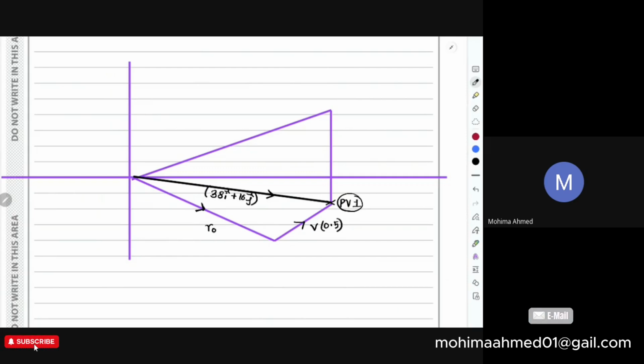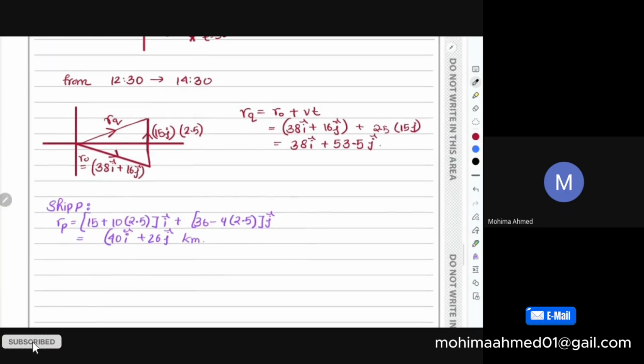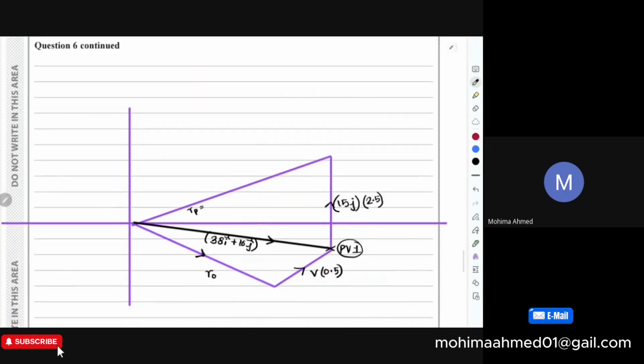After this, what happened? They again started traveling with the 15j position vector with 2.5 hours to eventually reach this RP, right? So this RP is actually what you got for the final part, which was 38 plus 53.5j. And again, this is the diagram for your ship P, right?